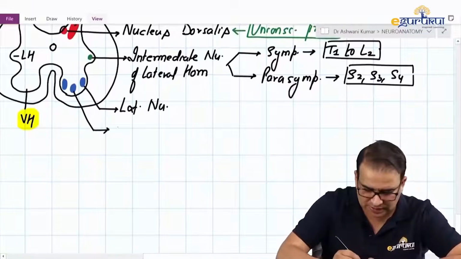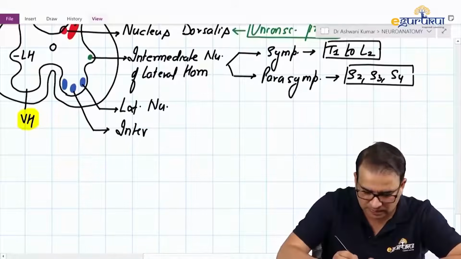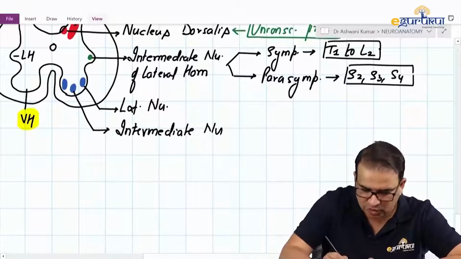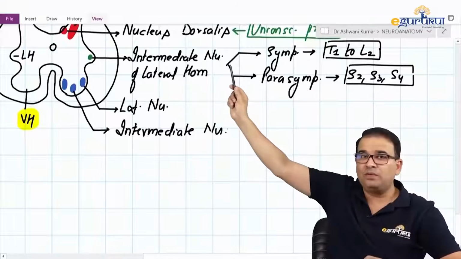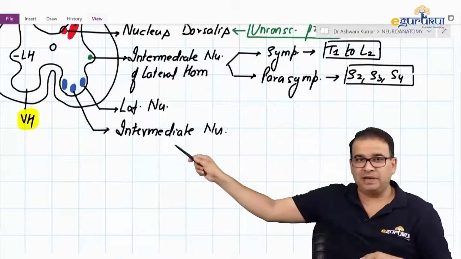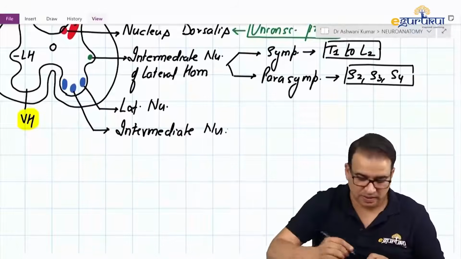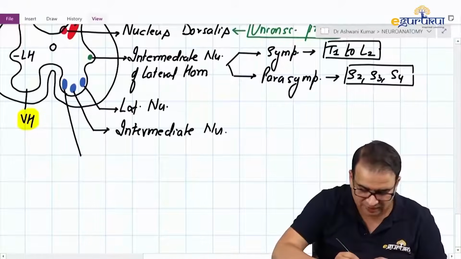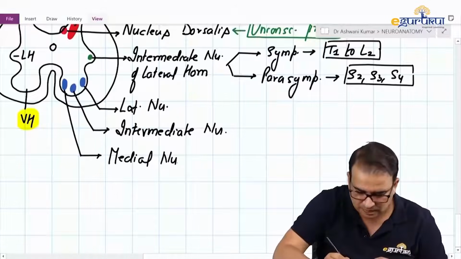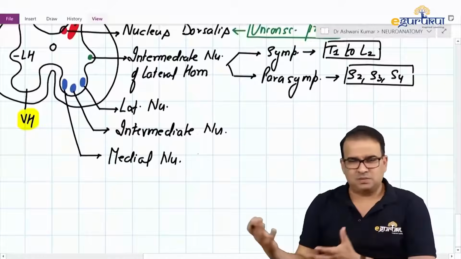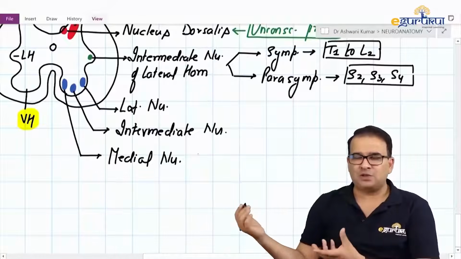This here is the intermediate nucleus. This is what I was talking about. Don't confuse this intermediate with that intermediate. That is the intermediate nucleus of the lateral horn. This is the intermediate nucleus of the ventral horn. And here we have the medial nucleus. It's quite sure that all of them will be giving rise to some motor nerve.